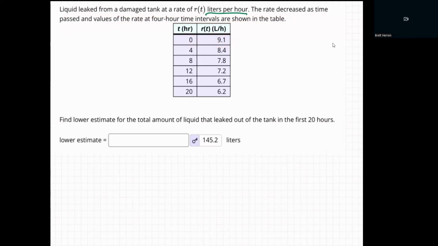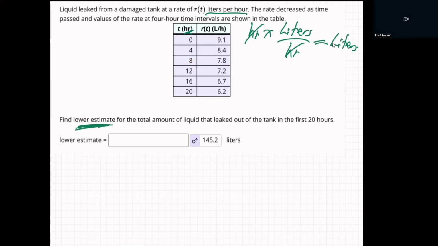Then at the 4-hour mark, it was leaking out 8.4 liters per hour. It slowed down a little bit. At the 8-hour mark, it was leaking a little slower, et cetera. Notice the units. If we take hours and multiply by liters per hour, hours are going to cancel and we're going to get liters. We're going to get the total amount leaked out during that time, right? And that's what they want.